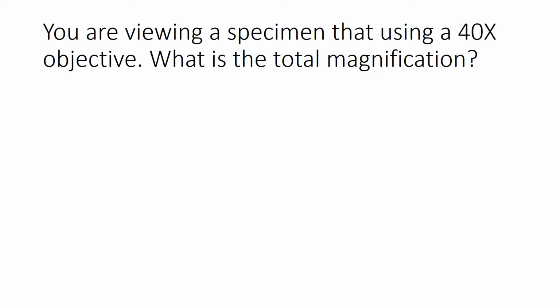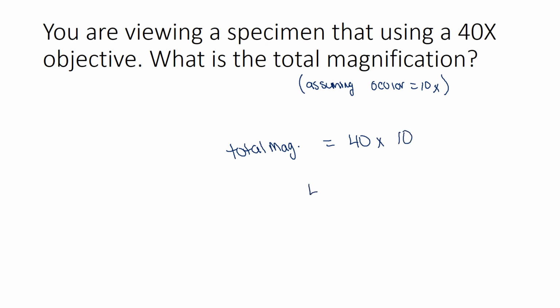Right, so here I have a sample problem. It says you are viewing a specimen using a 40x objective. What is the total magnification? Sometimes it might say in parentheses, assuming the ocular equals 10x. So if you're using the 40x objective and you know the ocular is 10x, your total magnification equals 40 times 10. So that's 400x. That would be your answer right there.